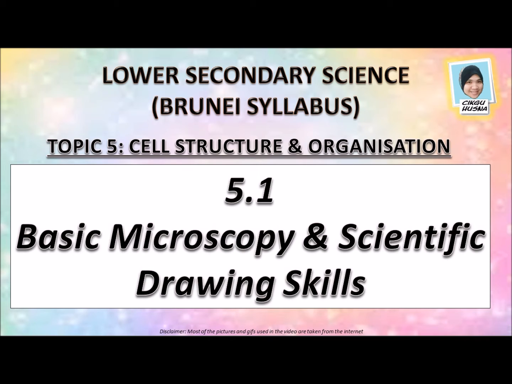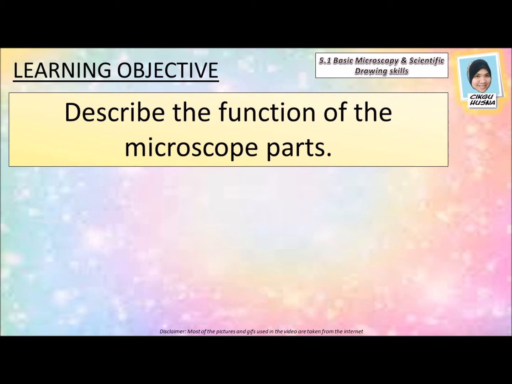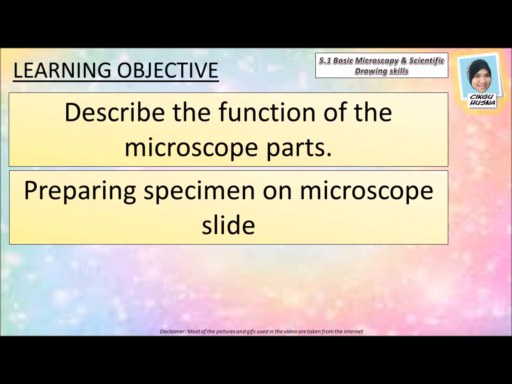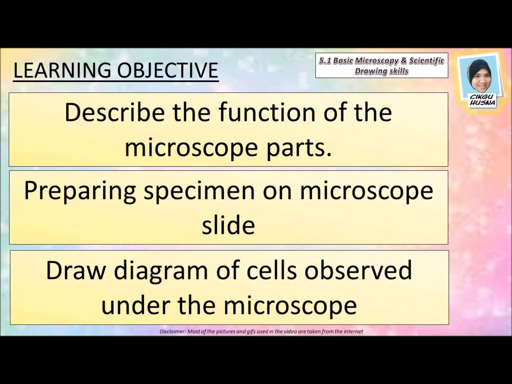Subtopic 5.1, basic microscopy and scientific drawing skills. Part 1. The learning objective for basic microscopy: to describe the function of the microscope parts, prepare a specimen on a microscope slide, and lastly, draw a diagram of cells observed under the microscope.